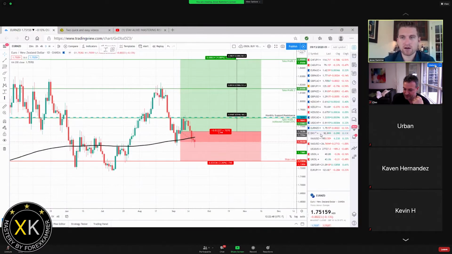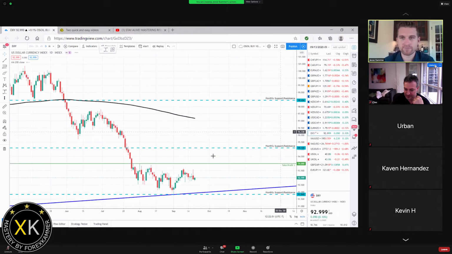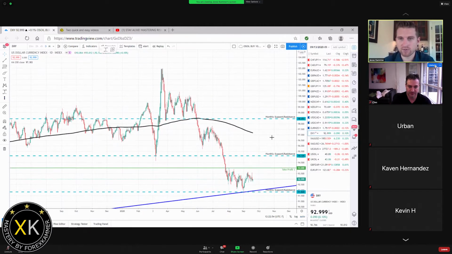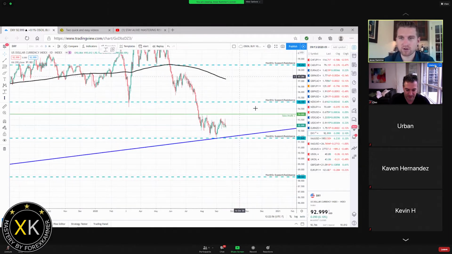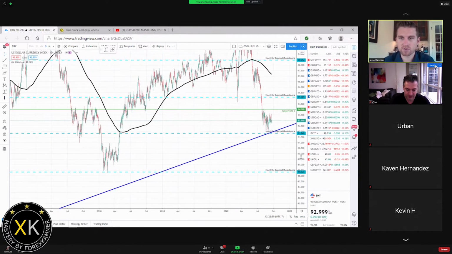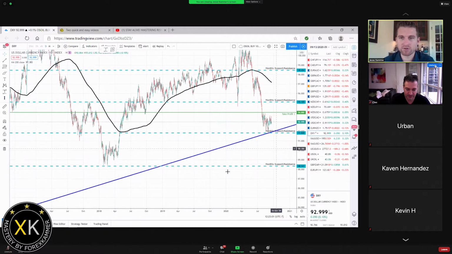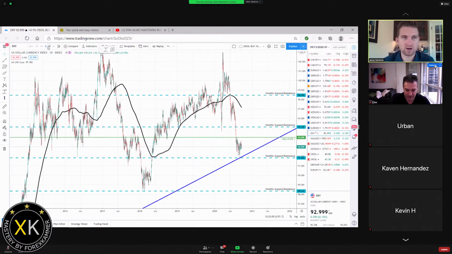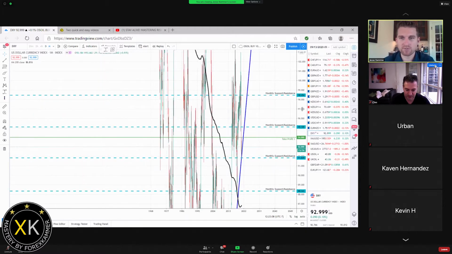All right, dollar I'll touch on. Almost an hour and a half into this call. Probably get this wrapping up at like the 2 hour mark. Right, hit that monthly support on the dollar. This is actually drawn on, this trend line is drawn on the monthly time frame.